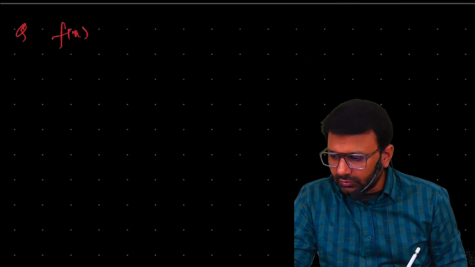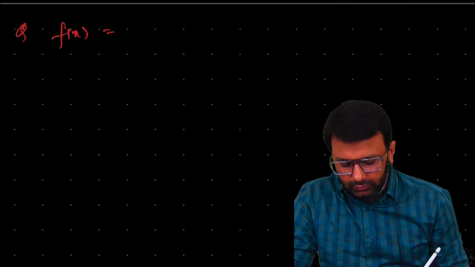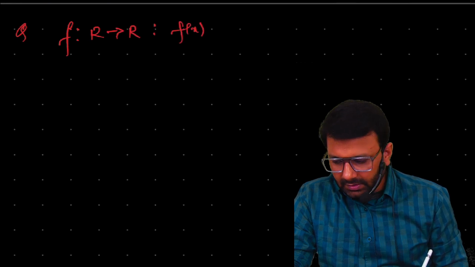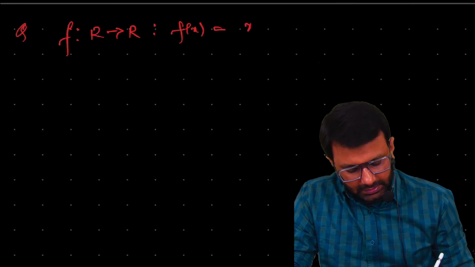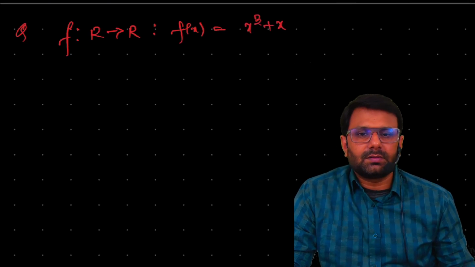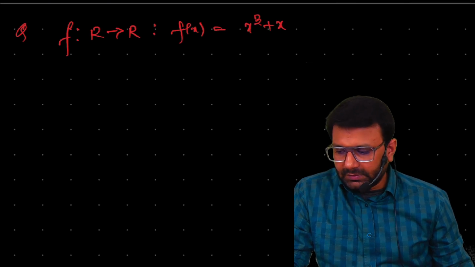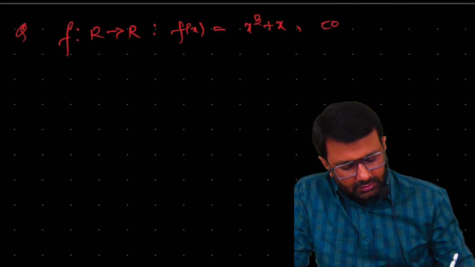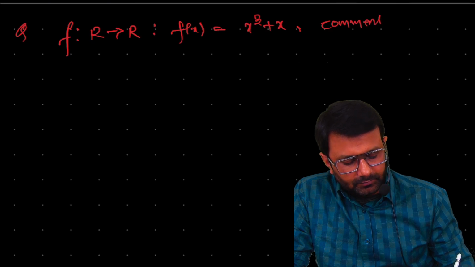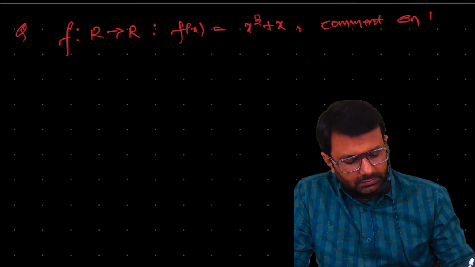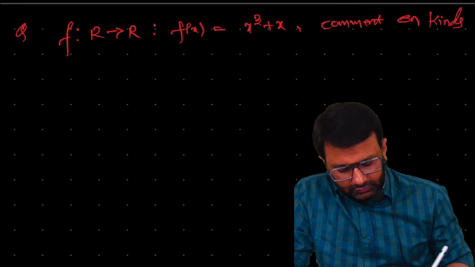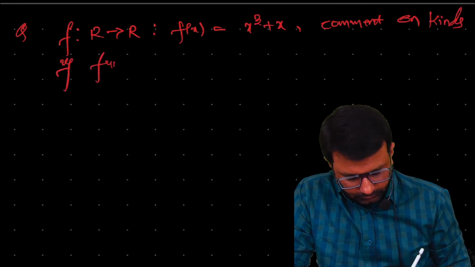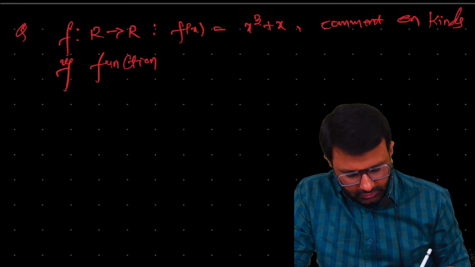So now my first question: a function is defined from R to R such that f(x) is equal to x cube plus x. Here, comment on the kinds of function.